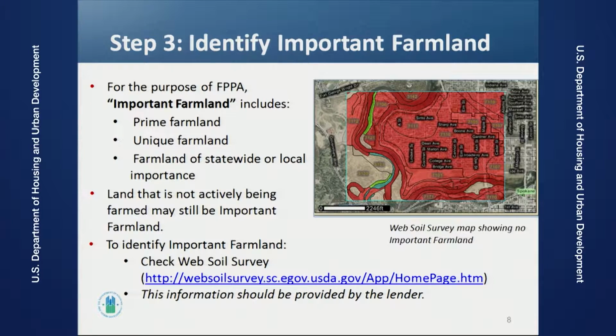If you go to the USDA's website, it is very easy to use. It is address driven, but you can also use latitude and longitude to find out where your project is located. And as you can see on this map, the red area is not important farmland. So if your project was in the red area, you could say, my project does not include important farmland. I am done. I am exempt from the FPPA process, and I don't have to move any forward.